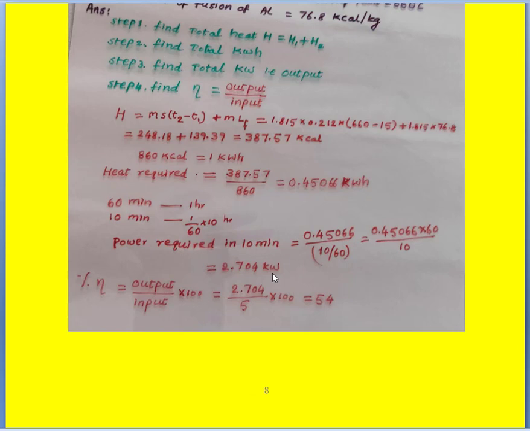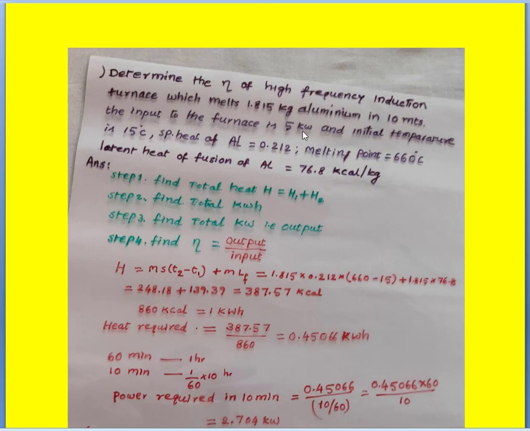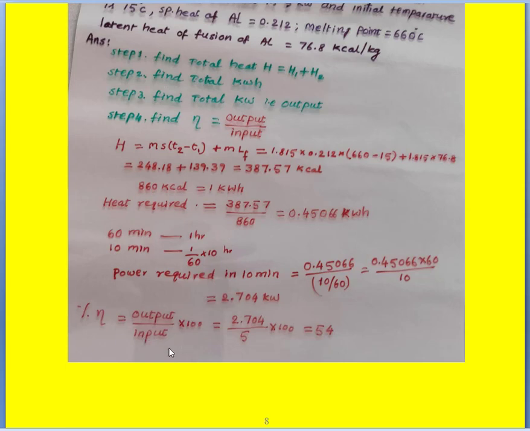So this is the power consumed by the furnace to complete the melting of the substance. So we know the output, and he gave the input, that is 5 kilowatts. So we can now calculate the efficiency of this furnace as output divided by input into 100, which gives the percentage of efficiency, that is 2.704 divided by 5 into 100, that is 54%.